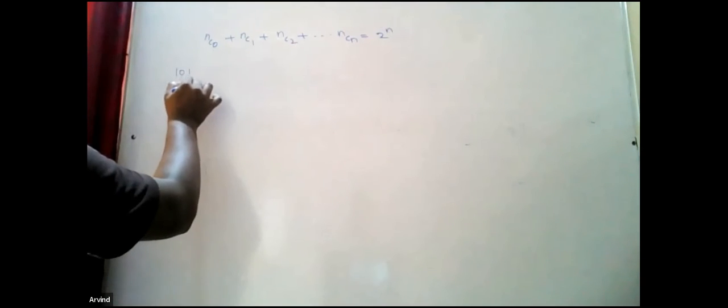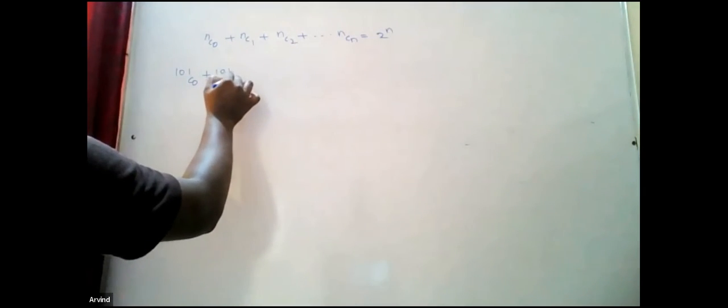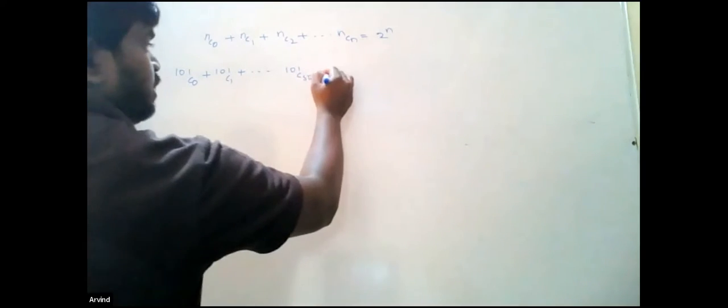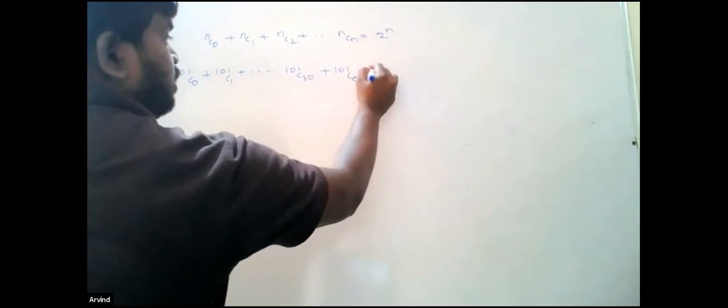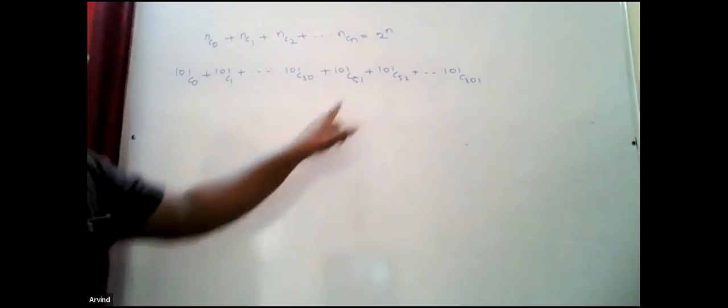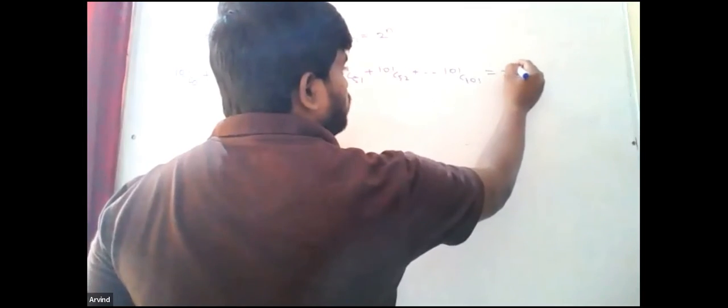The formula is very simple. nC0 plus nC1 plus nC2 up to nCn, this can be written as 2 power n. So here, 101C0 plus 101C1 and so on. What is given to us is 101C50. Let's take the other things also: 101C51, 101C52 and so on up to 101C101. So by this formula, I can write it as 2 to the power 101.